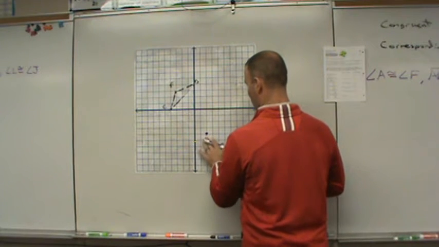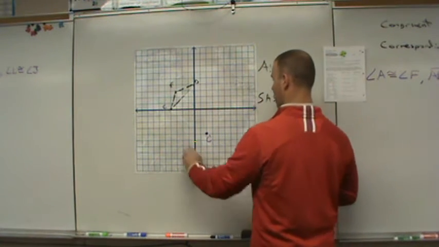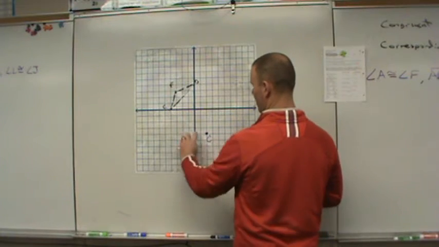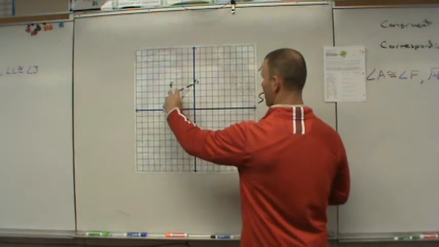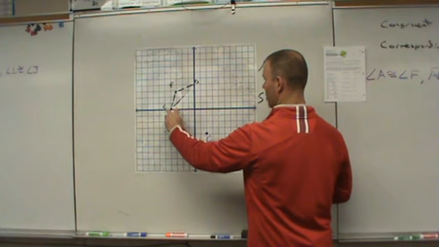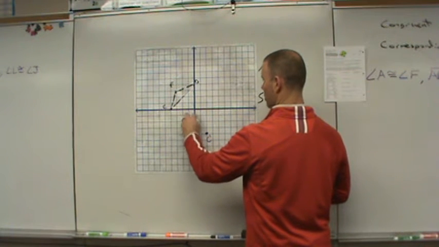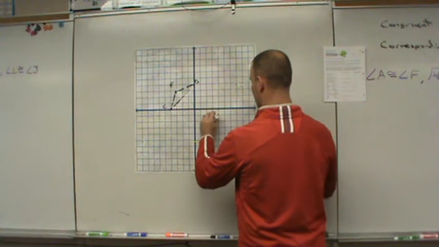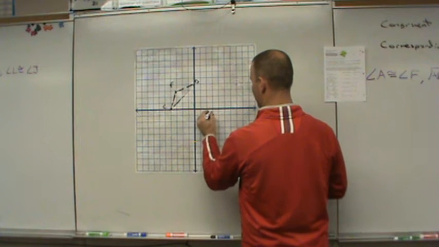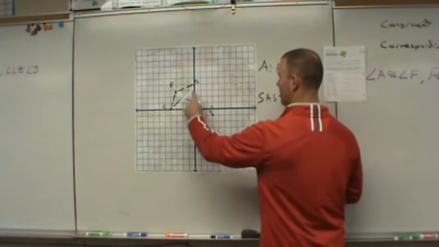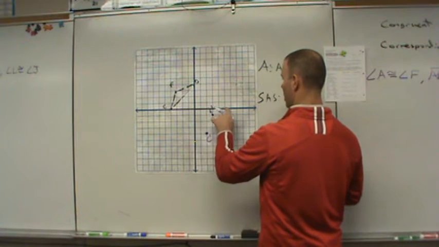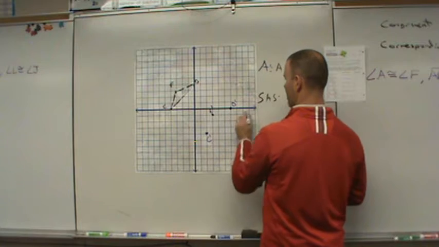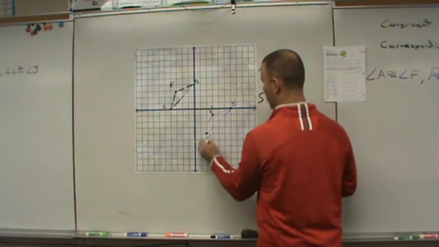There is what we call C prime. I use the prime notation to differentiate between C and C prime, differentiates between 2 points. I do the same thing with E. 1, 2, 3, 4. 1, 2, 3, 4, 5, 6. There is E prime, and D prime gets done the same thing. Down 4 over 6. 2, 4, 6. Right here, here is D prime, and I draw my figure.